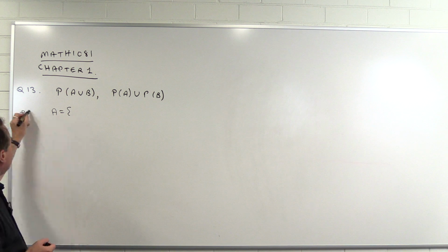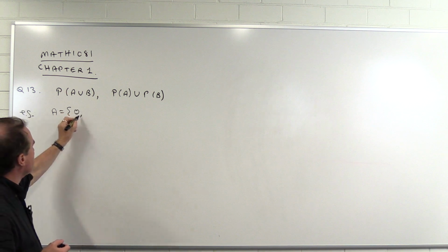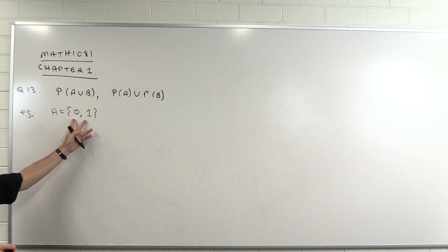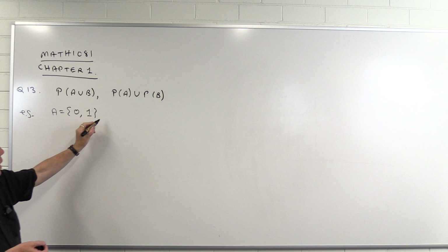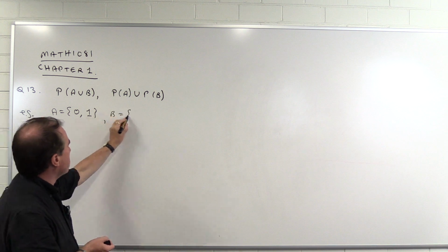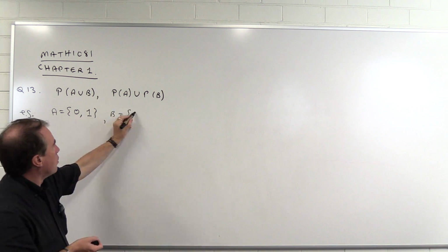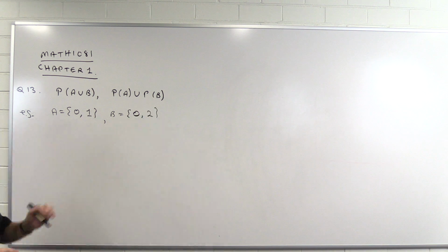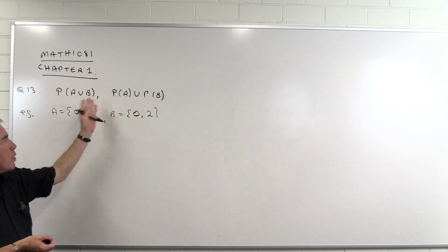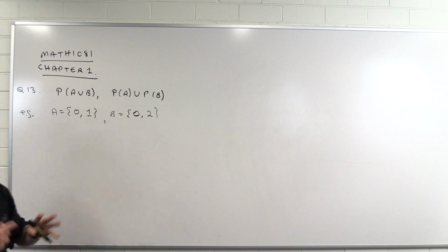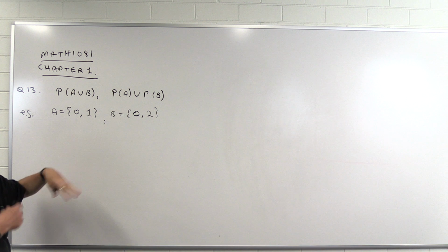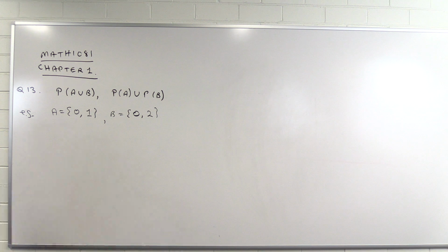So I'll take A to be the set containing 0 and 1. I don't want this to be too big, but I don't want it to be too small either. And I'll take B to be the set containing 0, so I have something in common, and 2, something different. I'm trying to make these two sets have some overlap and some non-overlap, so that whatever happens to these two sets ought to give us some idea what's happening generally.